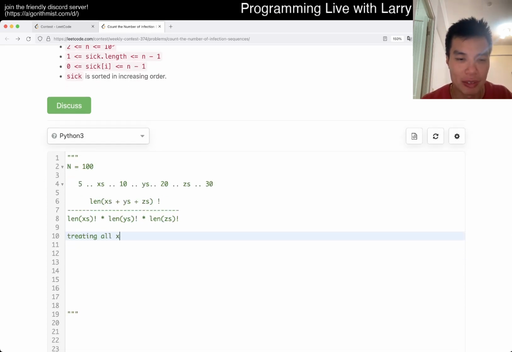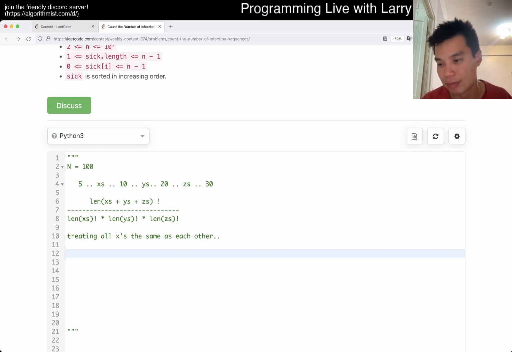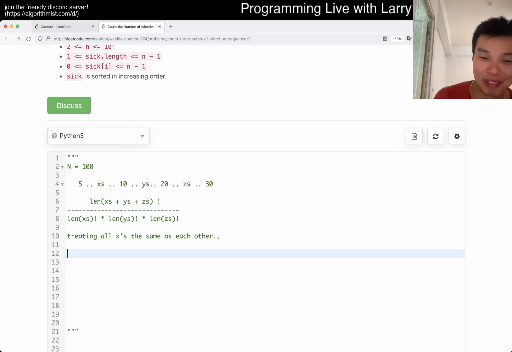So what this is saying is treating all x's the same as each other, and so forth. It's a very standard combinatorial problem: let's say you have n balls, with three red ones, four green ones, and five blue ones. I think the math adds up a little bit wrong, but this is how you would figure out how many ways there are to pick the balls out, or order them, or put them out of a hat. Basically, the number of ways you can order them.